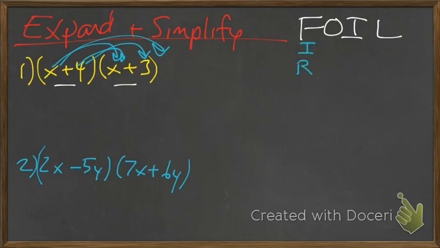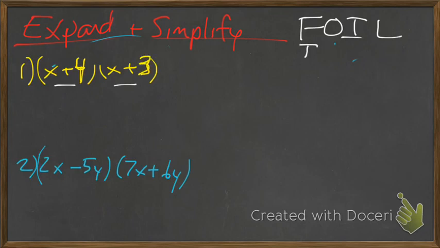So first, outside, inside, and last. I should probably do a better job of color coding this, so let me rewrite this and draw some arrows so it makes a bit more sense. Get rid of these. So that was x plus 4, x plus 3.